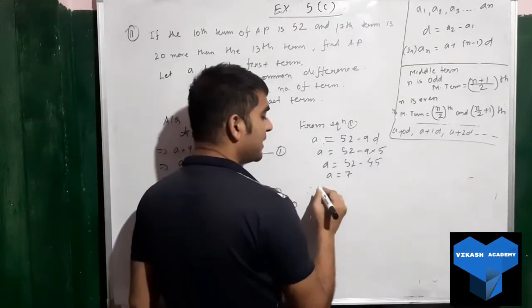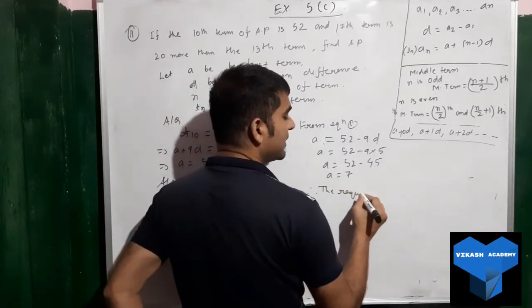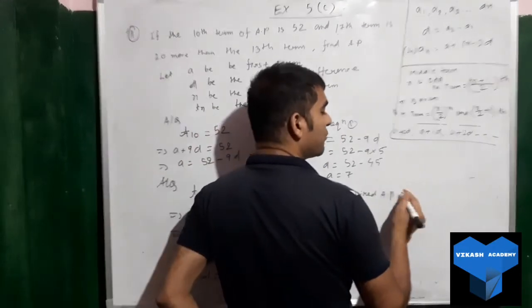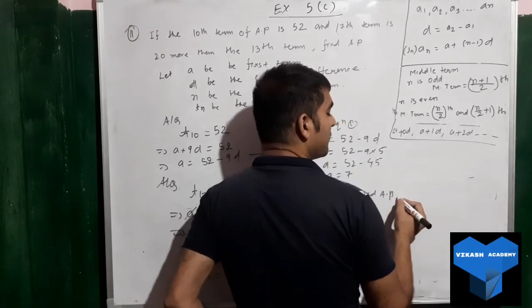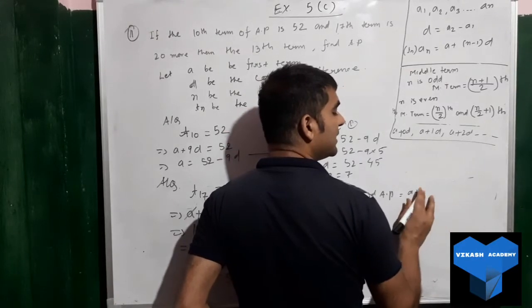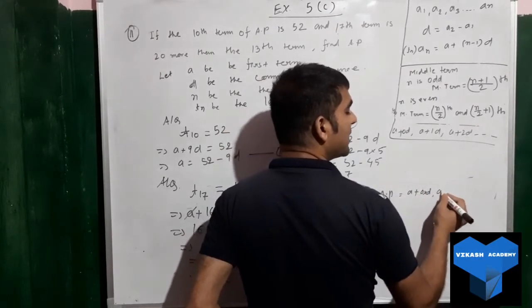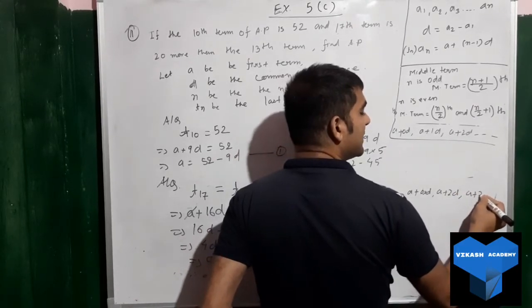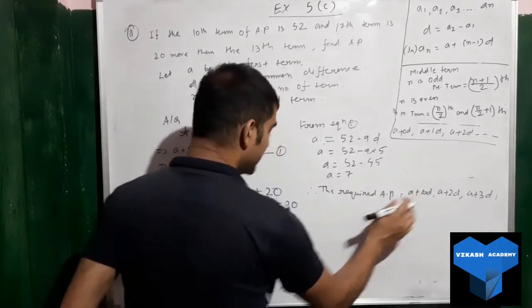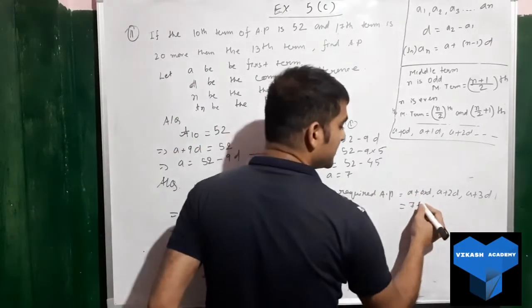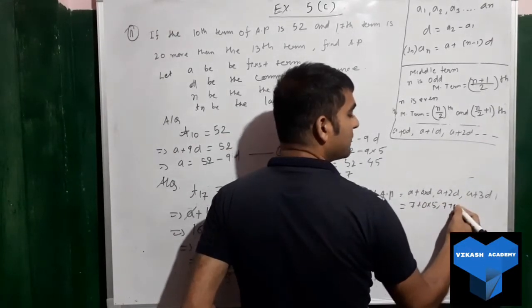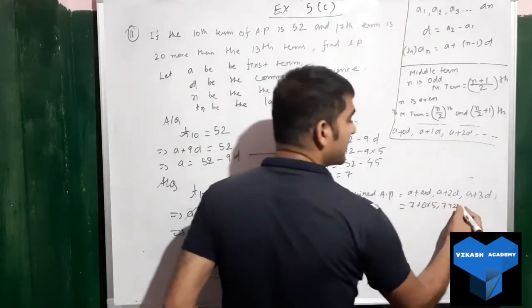So therefore the required AP. Know the formula always. What is the formula? The required AP is A, A plus D, A plus 2D, A plus 3D, and so on. A we have 7, so I write 7. Then A plus D, where A is 7 and D we got from here as 5. Next, A plus 2D, where A is 7, 2 times D, which is 5.